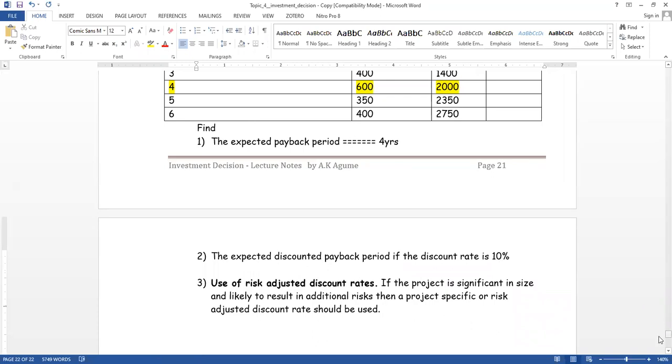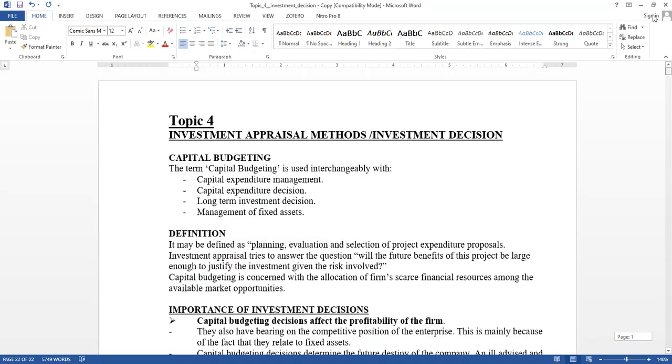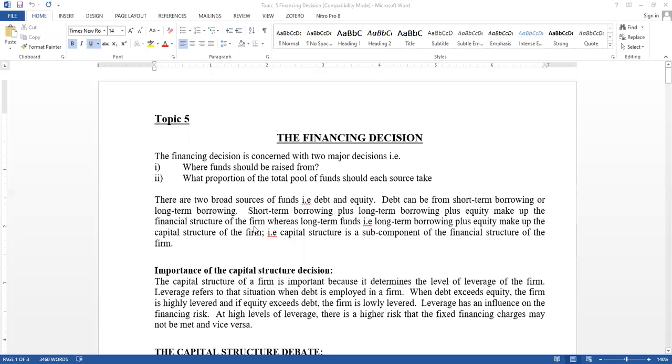So that marks the end of investment decision. Unless you have some issues on investment, but those are our next, for financing, which I say that you should go and really go through. I don't know whether you've taken time to go through this financing decision, okay?